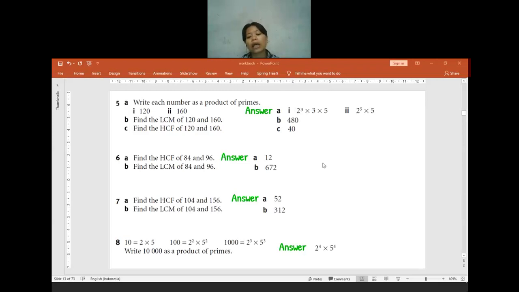So the HCF, I will get as 52. The LCM, I got as 312.